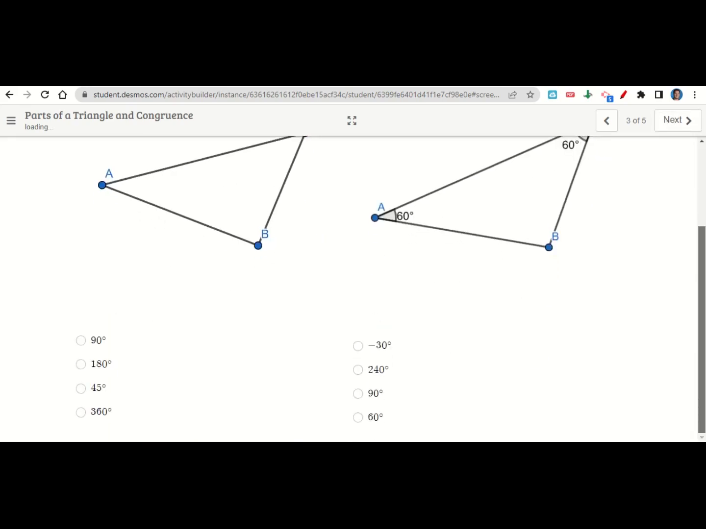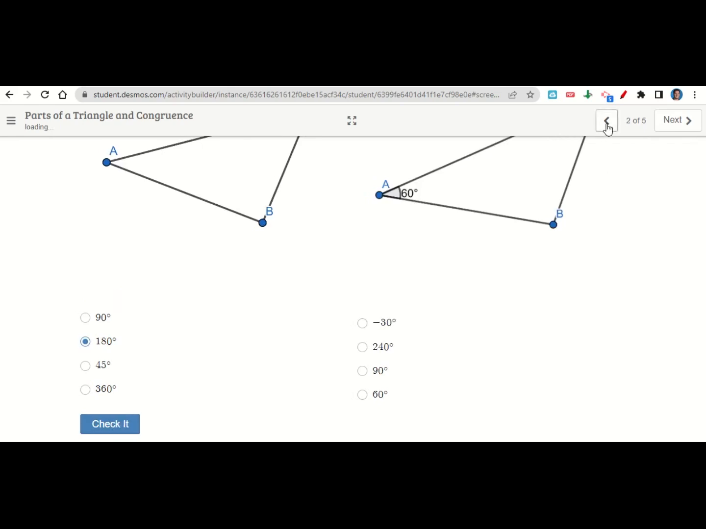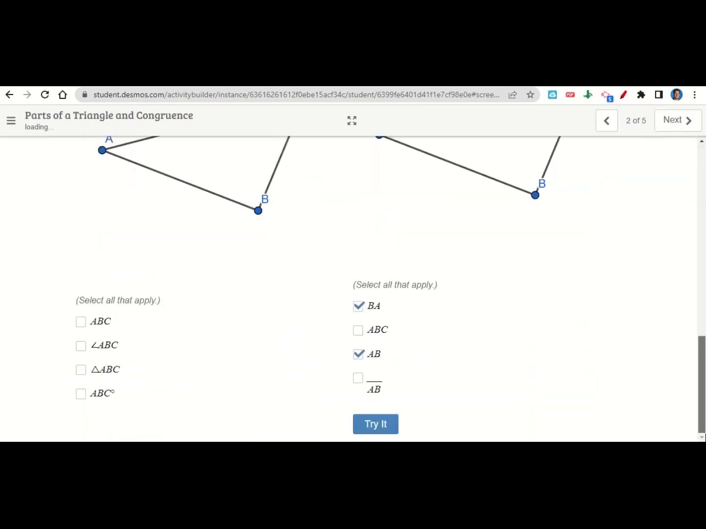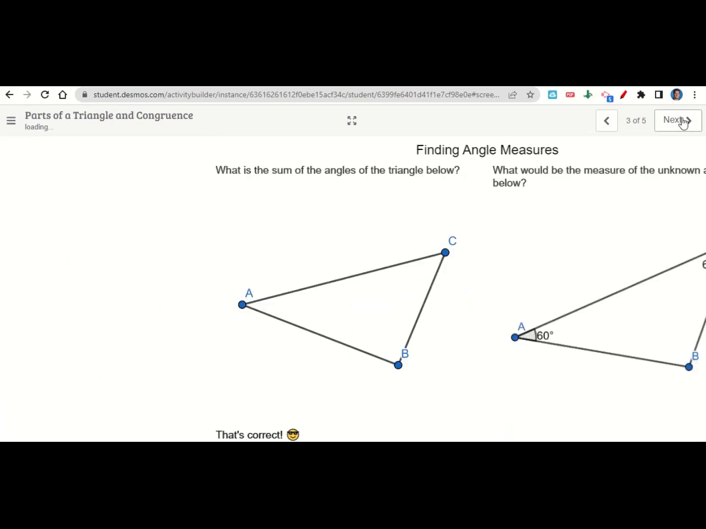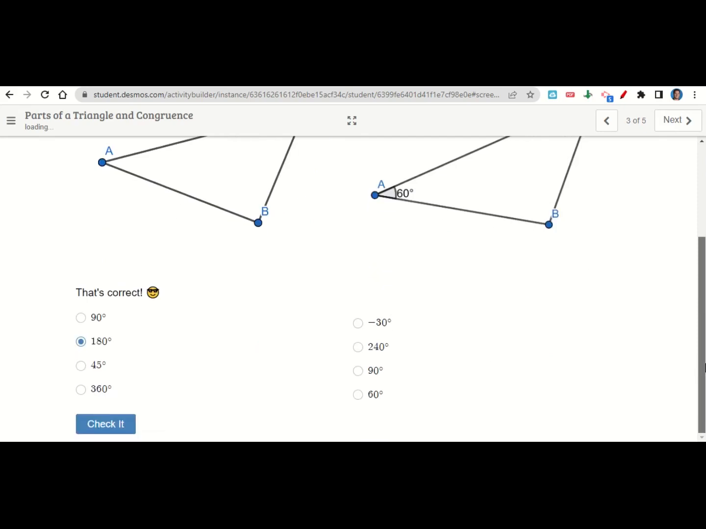Find the sum of the angles. So what is the total number of the angles here? Well, we know that's always 180 degrees. We hit check it. It tells us that's correct. And we can do that for each of these as well. So we can hit try it. It says we got it, did a great job. If we do something incorrectly, it tells us to try again. Then for this one, what would be the unknown angle? You'd answer that, hit check it.